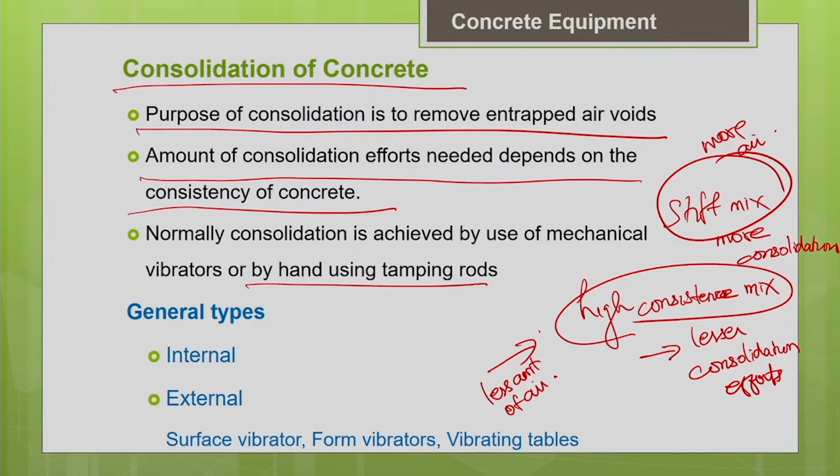Earlier, people used to do the consolidation manually by hand using tamping rods, but due to advancement in technology, nowadays we have different types of vibrators available in the market. According to your job requirement, you can make the choice of the vibrator. You can classify the vibrators based on the mechanism as internal vibrators and external vibrators. We are going to discuss all these vibrators in the upcoming slides. Before moving into the types of vibrators, let us discuss the actual process of consolidation, how this process of consolidation happens in the concrete.